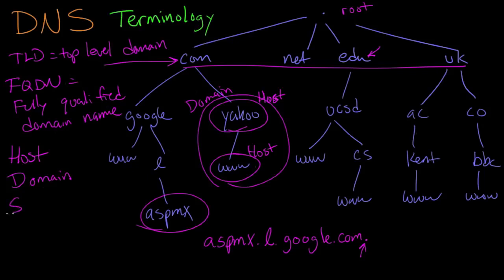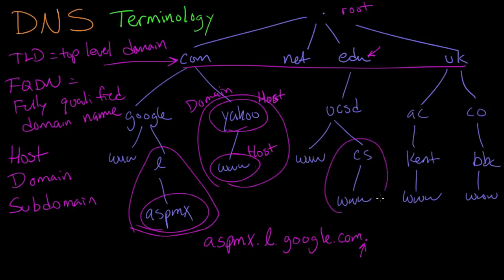So of course, along with host, we need to include domain and also throw in subdomain. And a subdomain is merely just a domain that's below some other domain. Like here, this L right here in the tree, the L is a subdomain of the google.com domain. So this is the L subdomain. And there are subdomains all over in this tree, like CS is a subdomain of the ucsd.edu domain, but UCSD is a subdomain of the edu domain, and edu is a subdomain of the root.